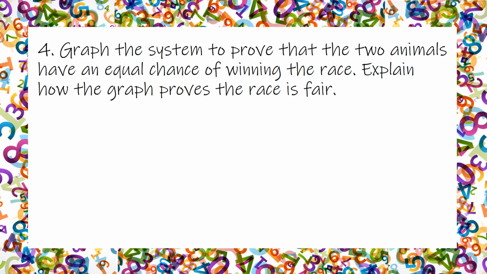So graph the system to prove that the two animals have an equal chance of winning the race. So there were my two equations, 30x plus 30 and then 40x. So you're going to graph these two. You're going to graph using the y-intercept. Remember that if there's nothing added or subtracted like there isn't on the second, it is 0, so it'll go through the origin. And then the slope is over here. That's that 30 and 40 that are squished up next to the x. Those whole numbers are always over 1, so you'll rise 40, run 1. Rise 30, run 1.